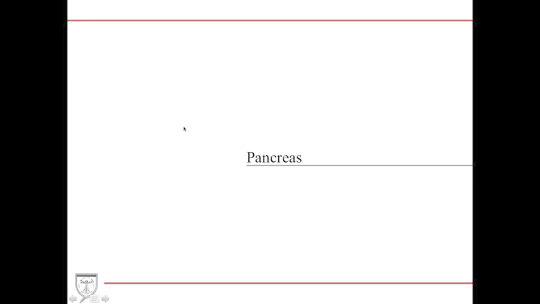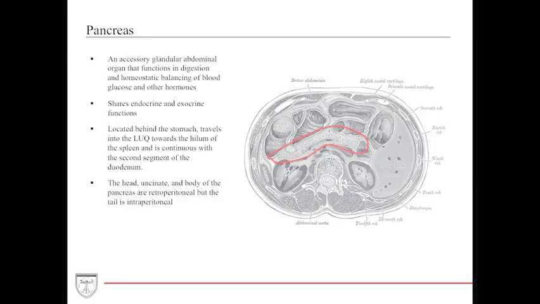So now we're going to discuss the pancreas. The pancreas is a very unique organ. It's a very sensitive organ. It does not like to be tampered with, and it does not like much manipulation. It's an accessory glandular abdominal organ that functions in digestion and homeostatic balancing of very specific hormones. It's unique because it's one of the organs that has both endocrine and exocrine function.